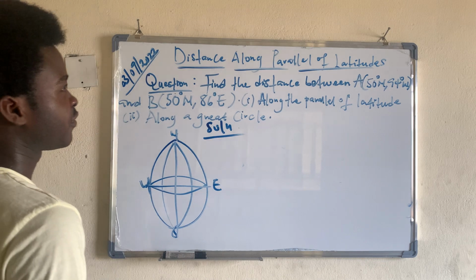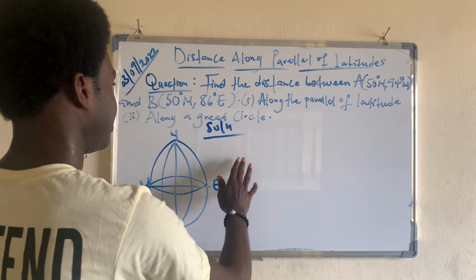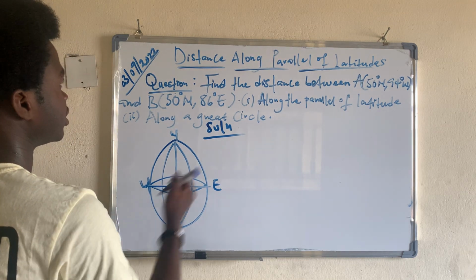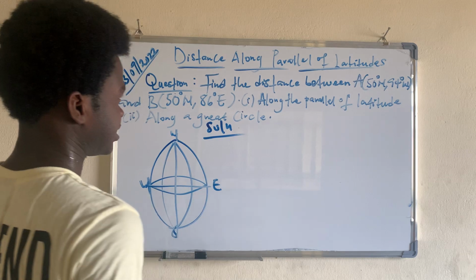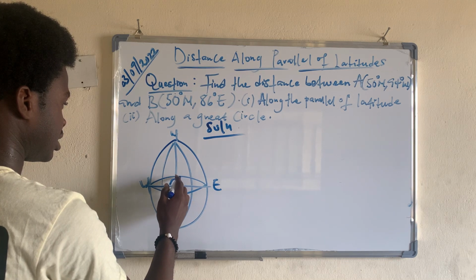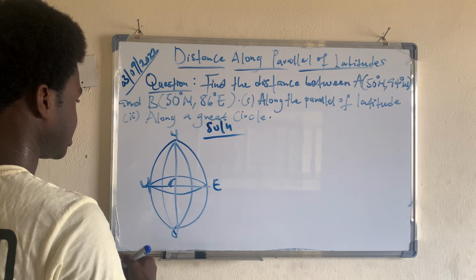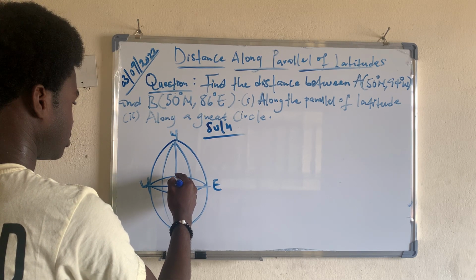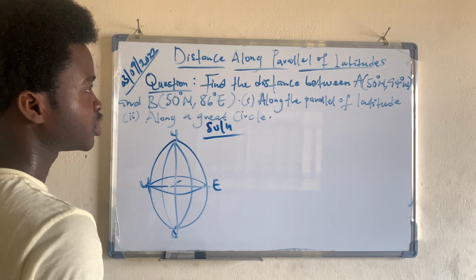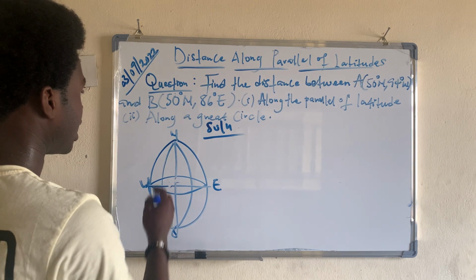We have to find the distance between these two points. First is to get the distance along the parallel of latitude. From what I drew, you can see that 50 degrees N is the starting point. 50 degrees N is around there, something here. Sorry, let's give these two points first. We have point A, 50 degrees N, 94 degrees west. Let's look for our two points along the parallel of latitude.